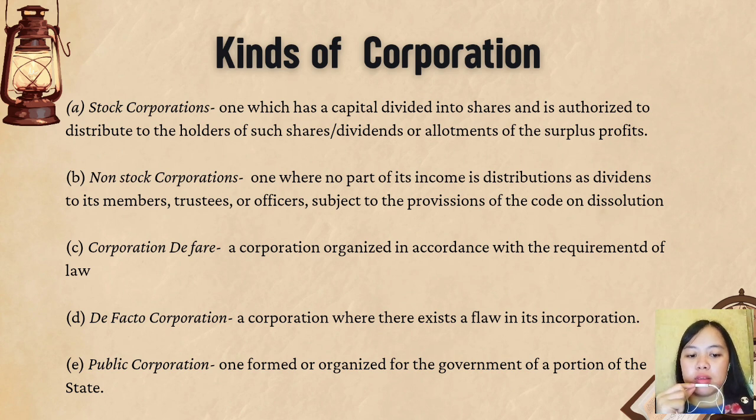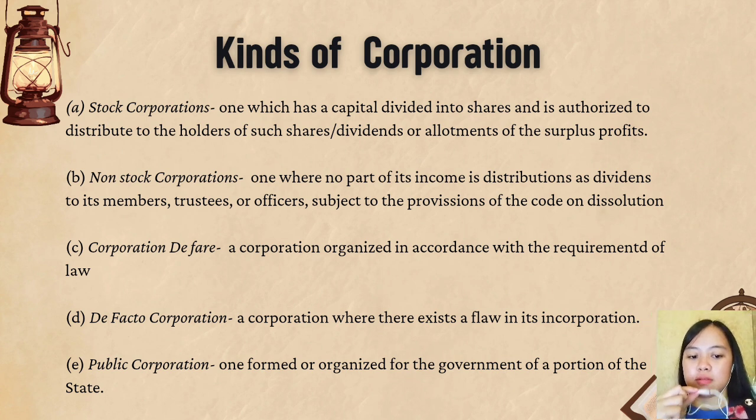Next is de facto corporation, a corporation where there is a defect in its incorporation. De facto corporation or corporation in fact but not fully legal. A de facto corporation is an entity that acts as a corporation without meeting all legal requirements, may have failed registration procedures but operates as a corporation, and still enjoys some legal protections as long as the government does not challenge its existence.